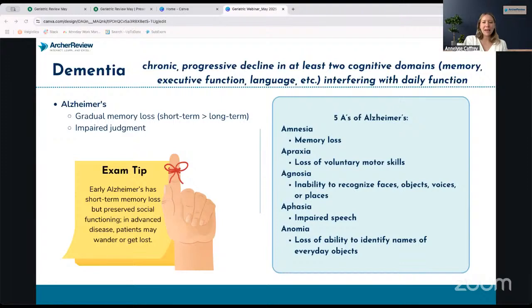Those beginning stages, when it's really early, it's just mild decline. They can't remember what they ate last week for dinner. That's not as much what we're worried about. Of course, we always want to track it so that you know if they're declining and getting worse. But for the most part, in the early stages, they're going to have preserved social functioning. It's not going to interfere with their daily function. As the disease starts to get more advanced, that's when they're going to wander, get lost, and it's really going to affect their day-to-day life.